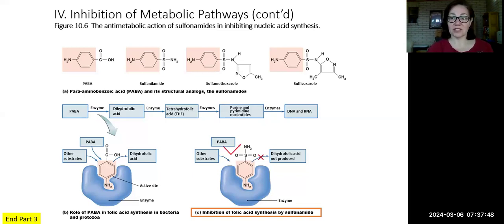Where we left off with part 3 of this chapter was the different mechanisms that we were interested in of how to inhibit microbial growth. And so that was the end of part 3.